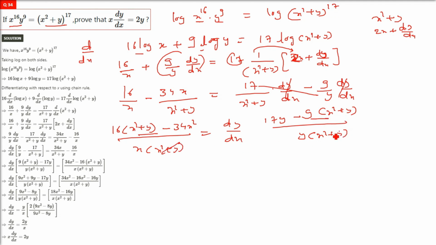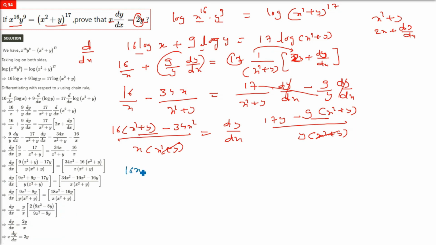x square plus y gets cancelled. x and y it is. So this is going to be, you need some twice here. dy by dx is equal to 2y. That is what you want. So let us solve the numerator first.